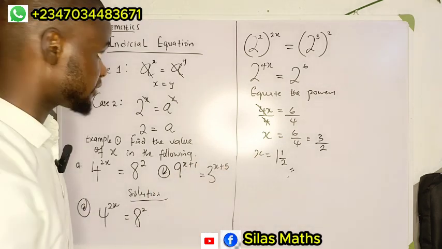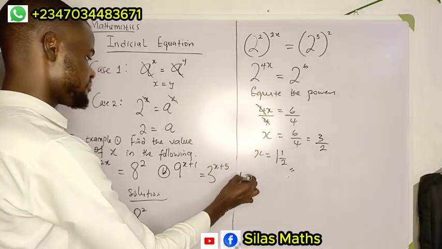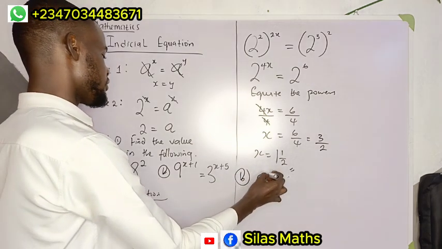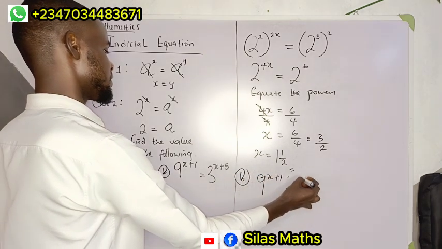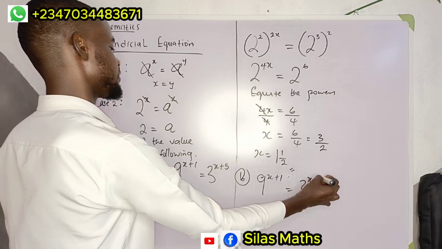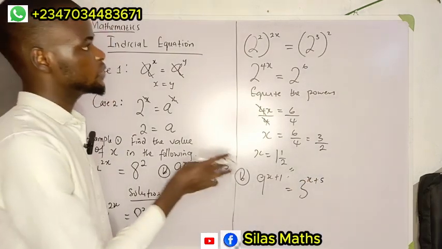We've been able to find the value of x. Then for number b, I have 9 to the power of x plus 1 equal to 3 to the power of x plus 5. So the similar thing will take place here.